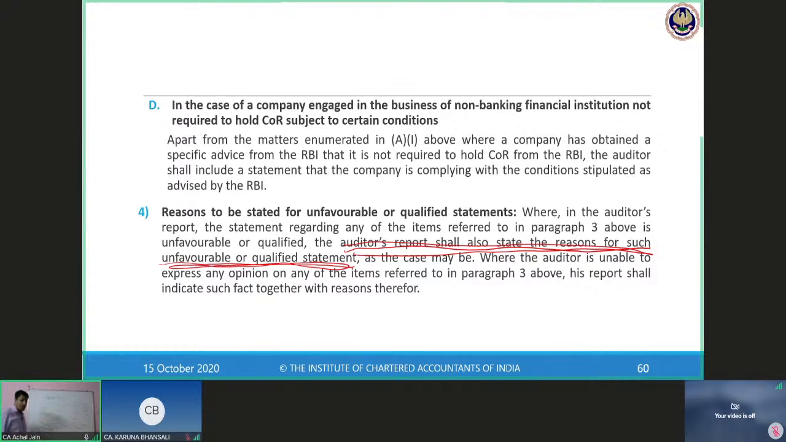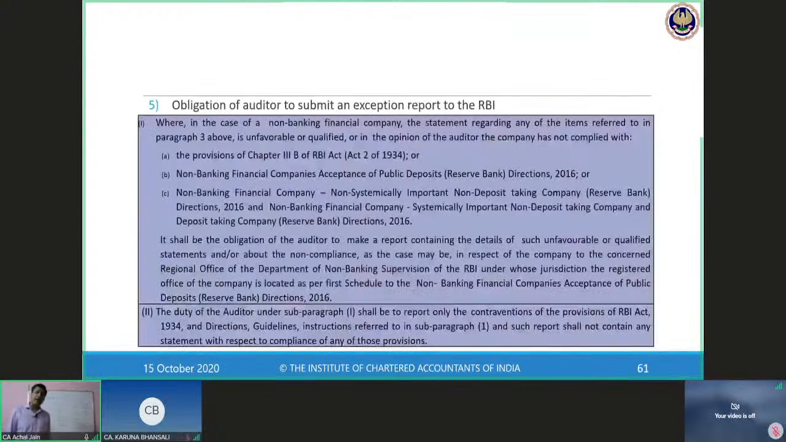Yeah, not able to express an opinion. In both the cases, reasons are required to be given by the auditor in those statements. Means he should not just simply say this is qualified, this is unfavorable, I am not able to express my opinion. He should also justify that. He should give a reasoning for that, which is logical, correct? And which is something you'll also see in respect of the auditor's report on the companies, wherein the basis of opinion is given, correct?